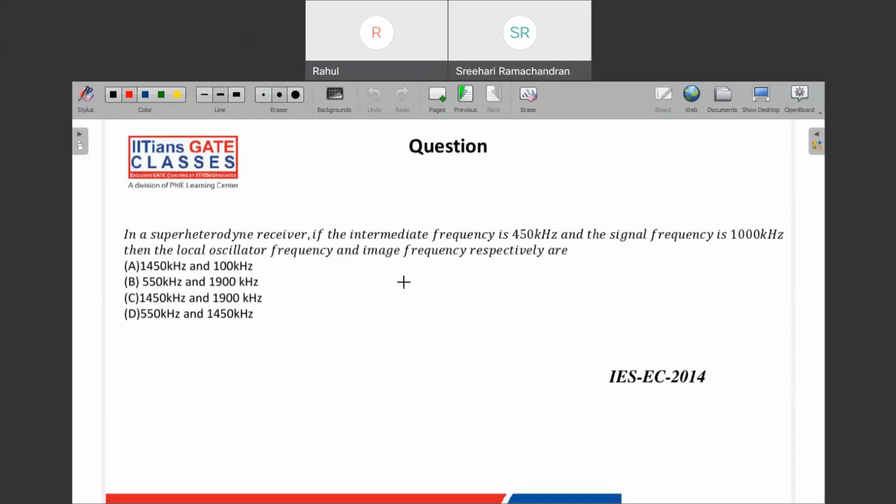Okay, so here we have a problem. A superheterodyne receiver, if the intermediate frequency is 450 kilohertz. Here we are talking about FIF, so I'm not writing it as omega IF, I'm writing it as FIF, which is equal to 450 kilohertz. The signal frequency is 1000 kilohertz. That is the incident signal at the antenna, the signal that we want to receive, the desired signal. So FC is equal to 1000 kilohertz.